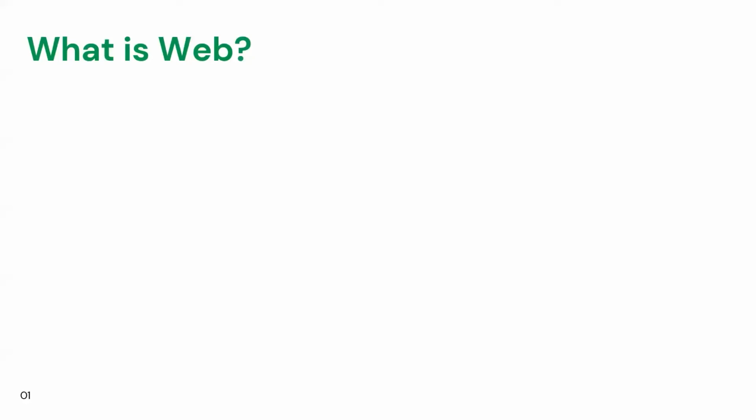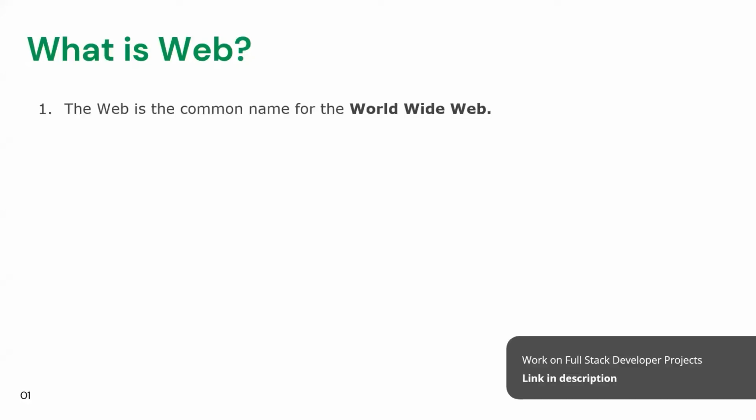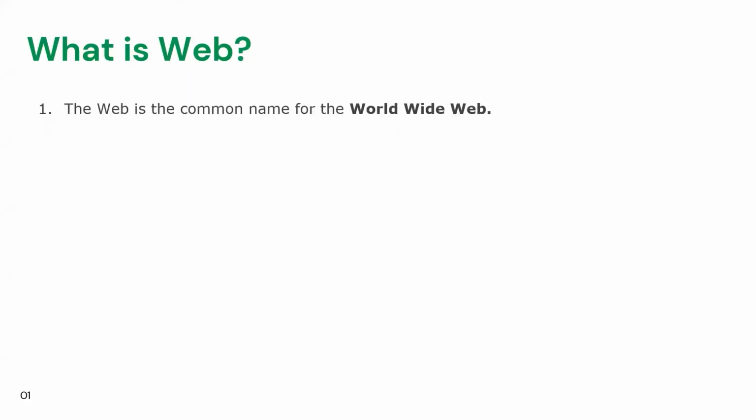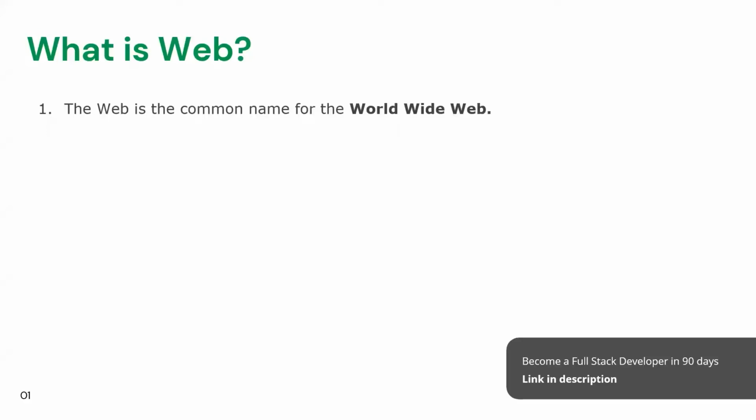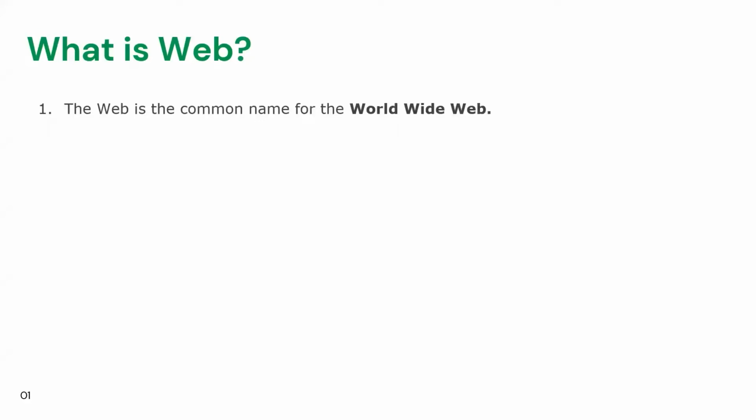Before going to the session, we first need to understand what is actually the web. So whenever we try to develop a website, we first need to understand what the web is. Web is basically a common name for the World Wide Web. Whenever we access any website or URL on the internet, we always start the address with www dot and then the URL. So triple W basically means World Wide Web.